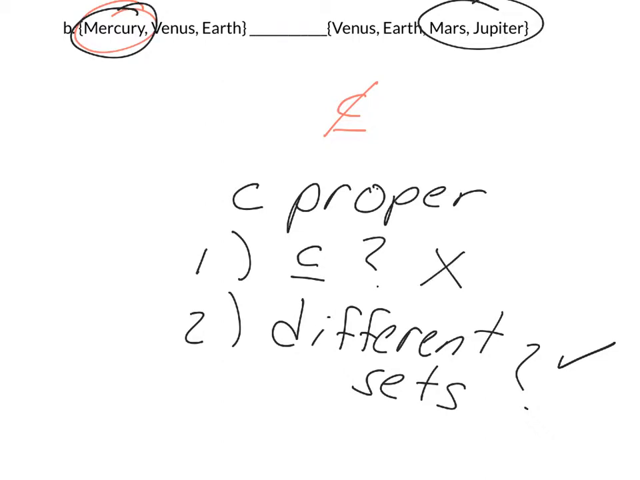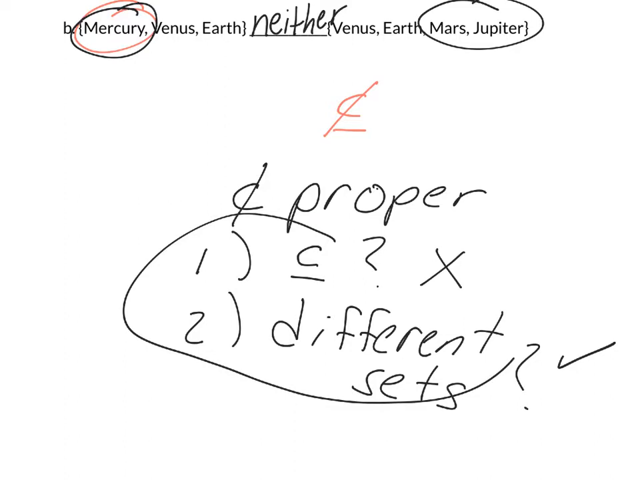However, it failed criteria 1. It was not a subset to begin with. So this is not a proper subset either. So it was not a subset. It was not a proper subset. So neither one of them works as the final answer. So my point here with this example is when you're checking for proper subset, it has to pass both criteria. If it fails at either criteria, you're going to say, nope, it is not a proper subset.